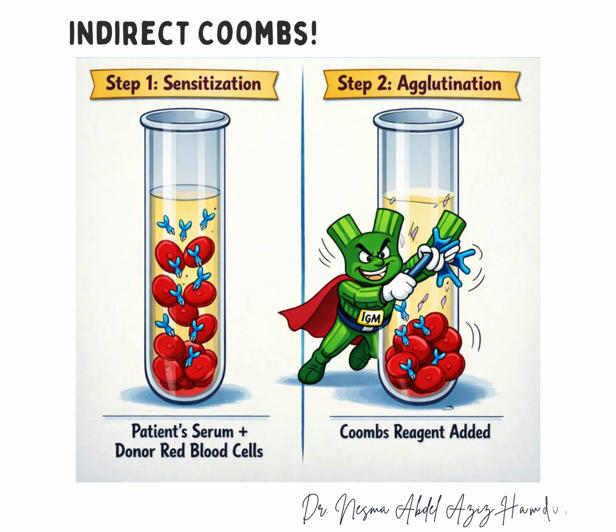On the other hand, the indirect Coombs test detects free, circulating immunoglobulin G antibodies in the patient's serum that bind to red blood cells. In this test, the patient's serum is first incubated with test red blood cells. After washing to remove unbound antibodies, anti-human globulin is added. Agglutination indicates a positive result.